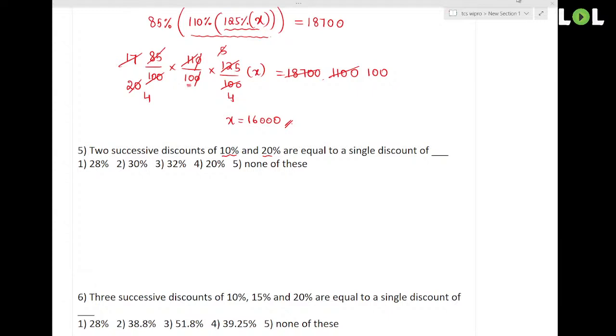Prashant says 32. We will see, Prashant. We will see. I didn't understand, Tarun, what you're trying to say there. Manohar says 28. We shall see. Others, anybody?